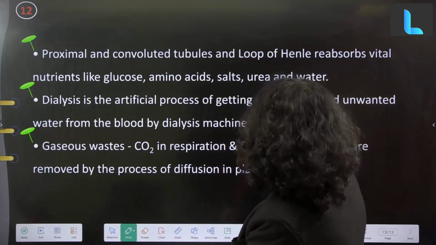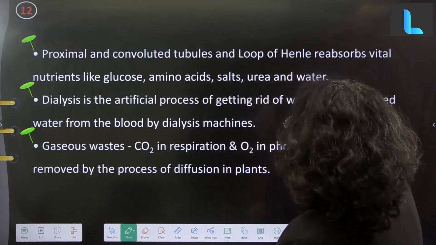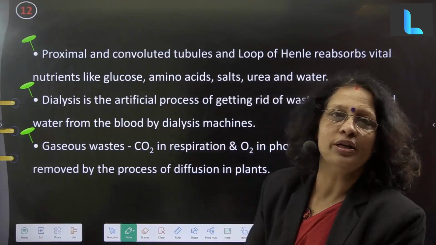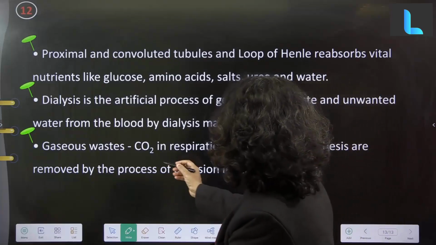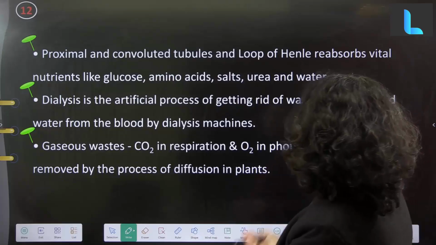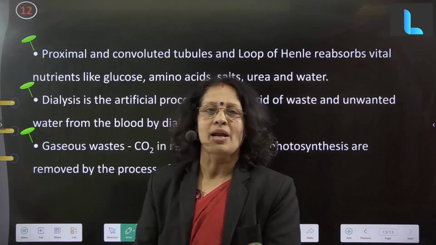So dialysis is an artificial process of getting rid of waste and unwanted water from the blood by a dialysis machine. That machine is called a dialyzer. Okay, gaseous waste, carbon dioxide in respiration and oxygen in photosynthesis, are removed by the process of diffusion in plants.